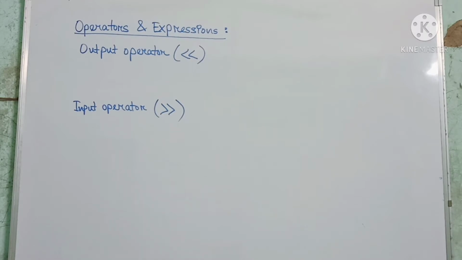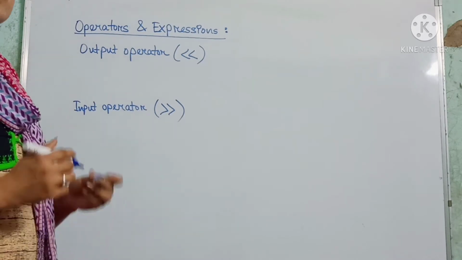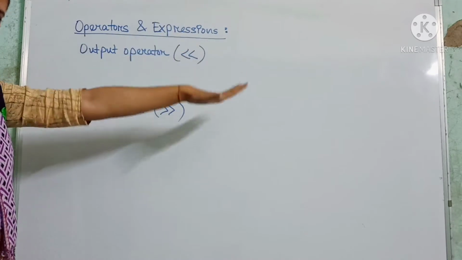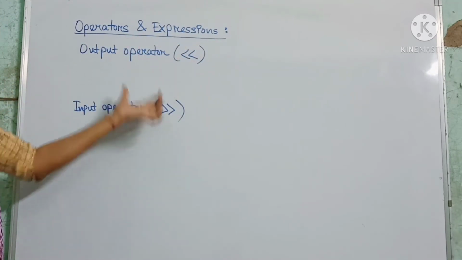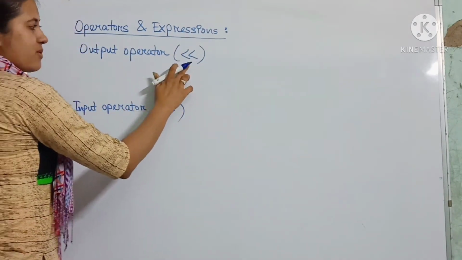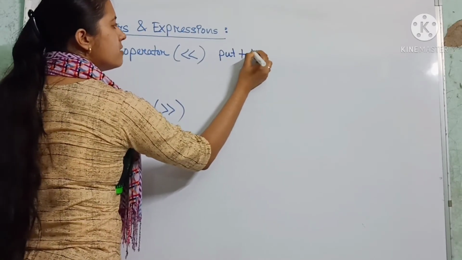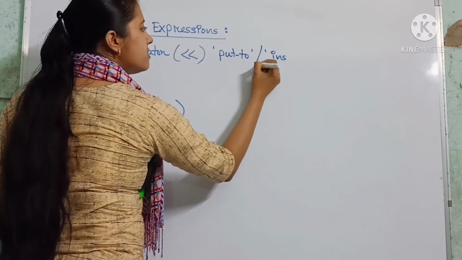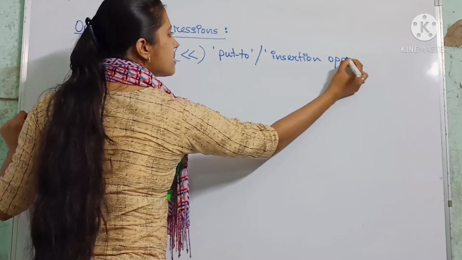Now we are moving on to the topic operators and expressions. Before going to the different types of operators, like arithmetic operators and logical operators, we are discussing the output operator and the input operator that are used in a C++ program. The output operator, the symbol is this one, and it is also known as the put to operator or insertion operator. Clear?